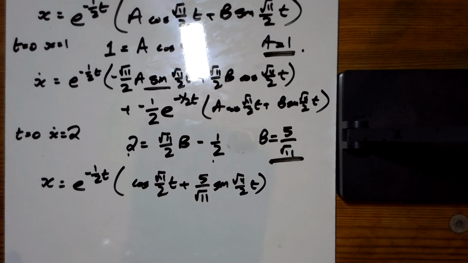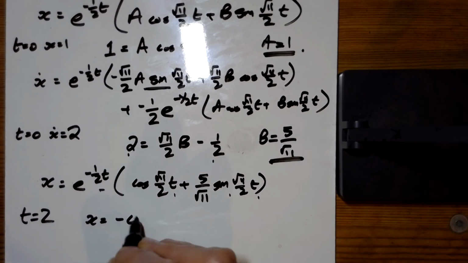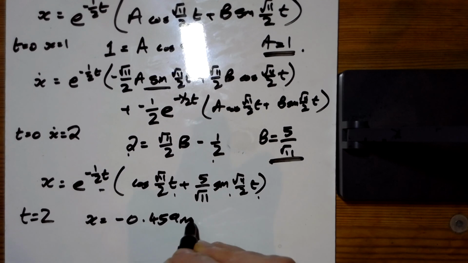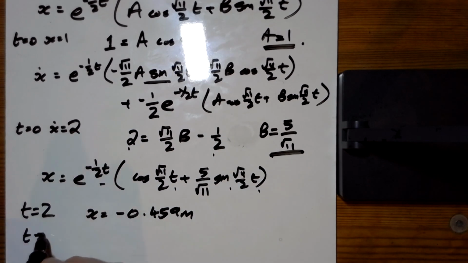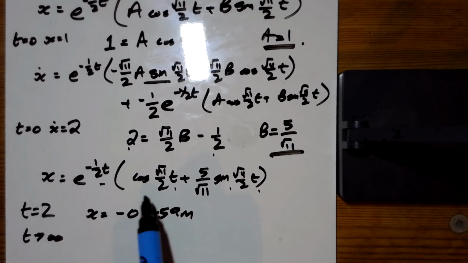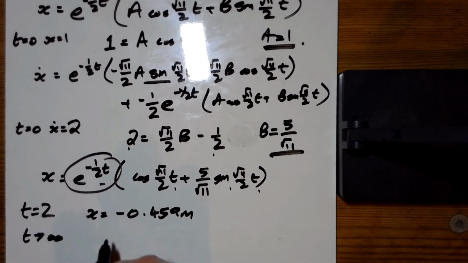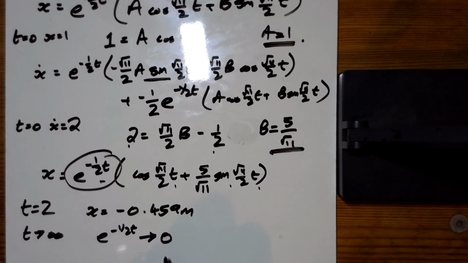Okay, well, it's been going on 5 minutes, so I'm going to jump to the next one here. t is equal to 2. Stick t equals 2 into all of that, and it gives you x equals minus 0.459 meters. And what happens as t tends to infinity, for very large values of t? Well, that just really depends on this thing here, e to the minus a half t, which will be getting closer and closer to 0. So as t tends to infinity, the motion will decrease exponentially down to 0.